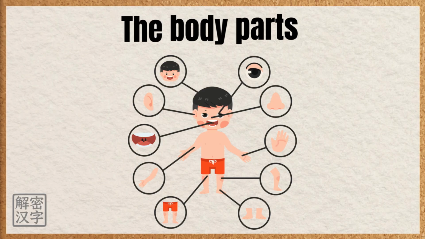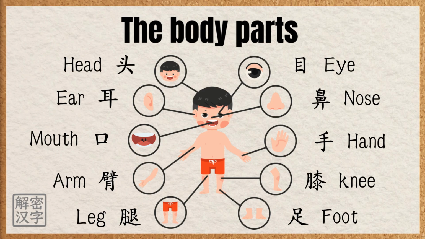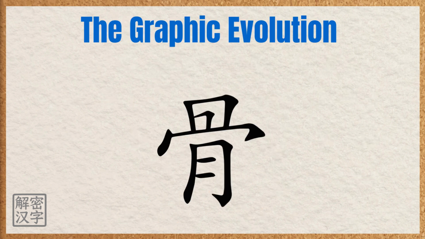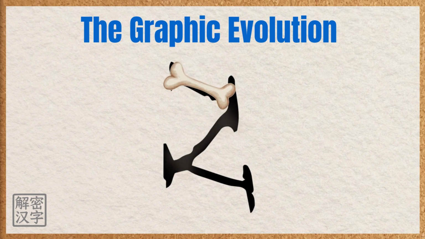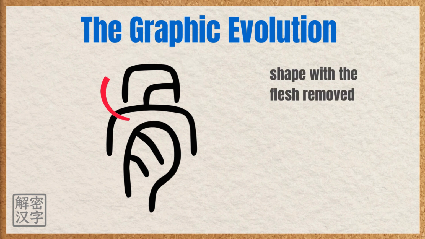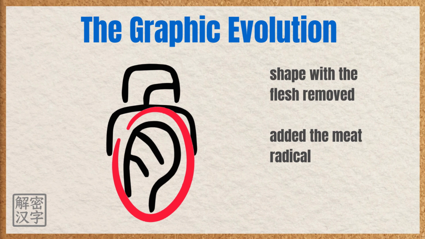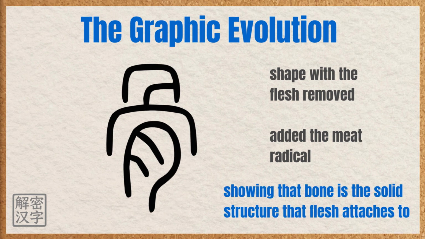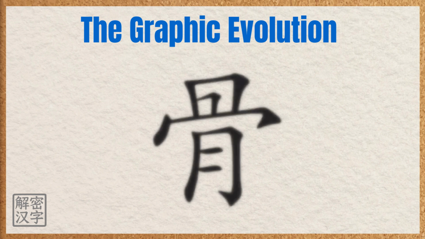Let's continue learning Chinese characters related to body parts. Today, we're going to explore the Chinese character gu. In Oracle bone script, it looked like a skeleton made of several connected bone joints. By the time of small seal script, the upper part evolved into a skeleton-like shape with the flesh removed, while the lower part added the meat radical, showing that bone is the solid structure that flesh attaches to. Over time, it continued to evolve into the modern form we use today.